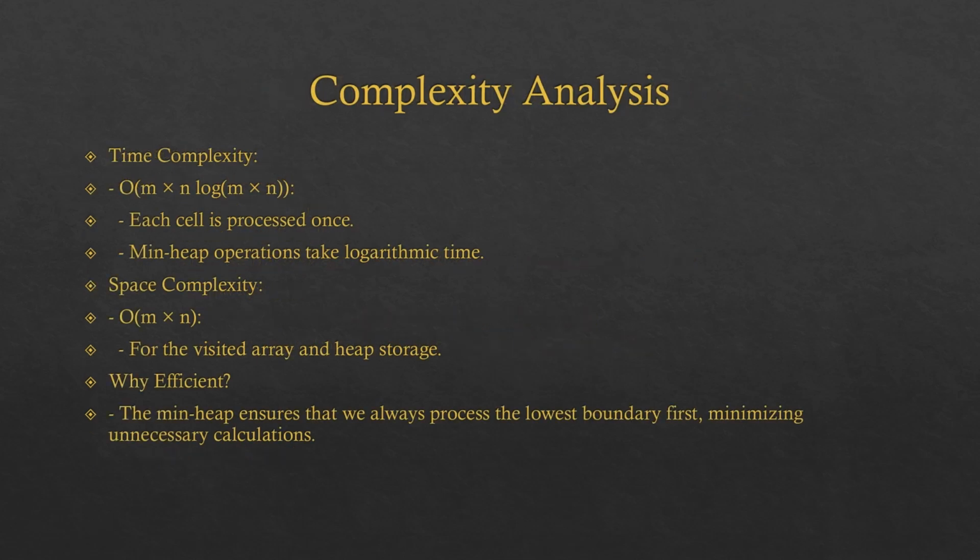Now let's look at the complexity of the solution. The time complexity is O(m × n log(m × n)), where m and n are the dimensions of the grid. This comes from processing each cell once and performing heap operations, which are logarithmic in nature. The space complexity is O(m × n), since we need to store the visited array and the priority queue, both of which can hold up to m × n elements.